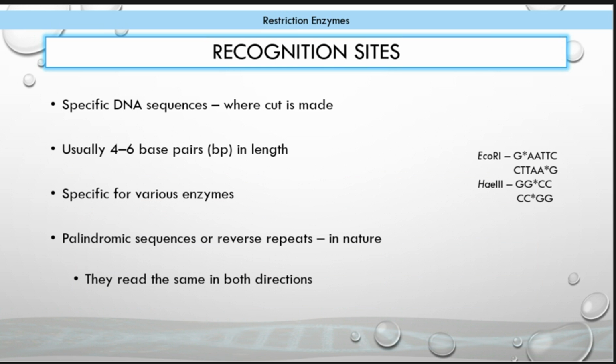The specific sequences that are recognized by the restriction enzymes are called the recognition sites. Recognition sequences are usually 4 to 6 base pairs in length, and usually these sequences or sites are palindromic in nature.